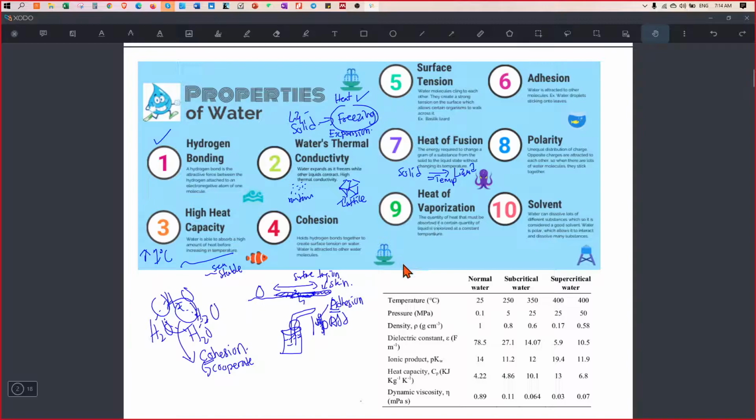And the heat of vaporization is from the liquid to vapor or gas, and the temperature stays the same, right? And also you have polarity, because water has charges. You've got the H2O molecule.